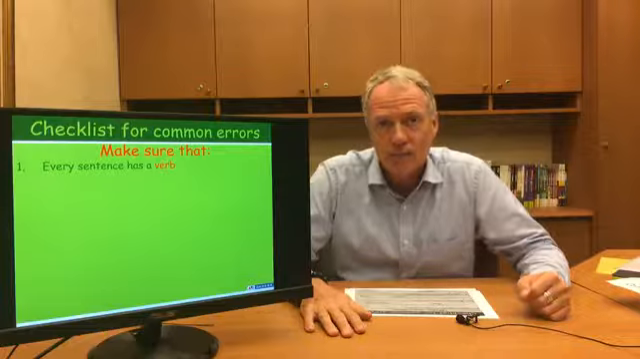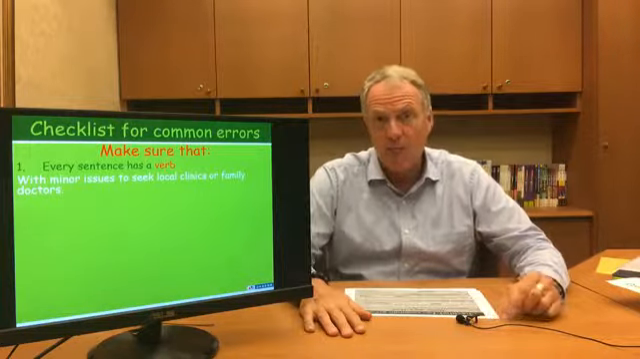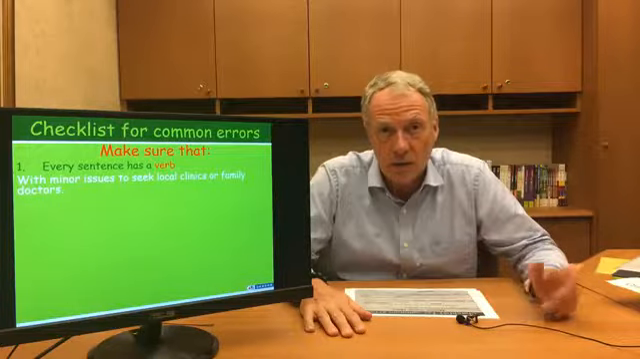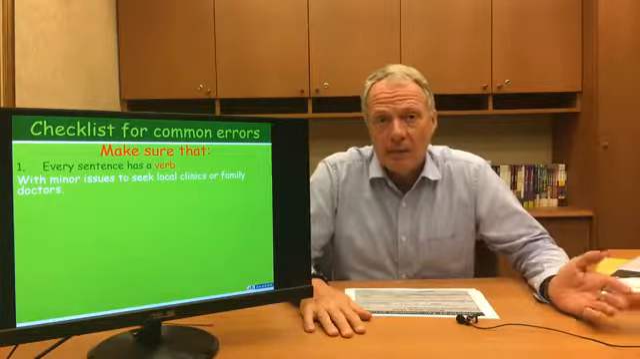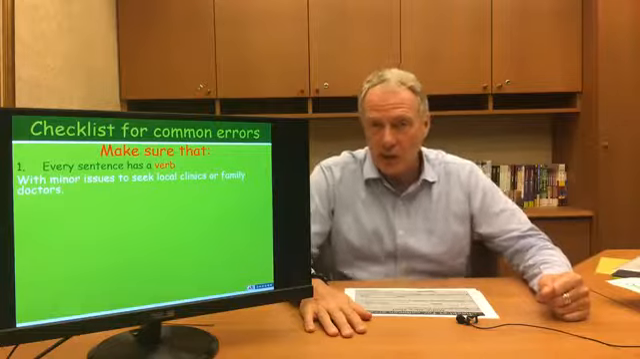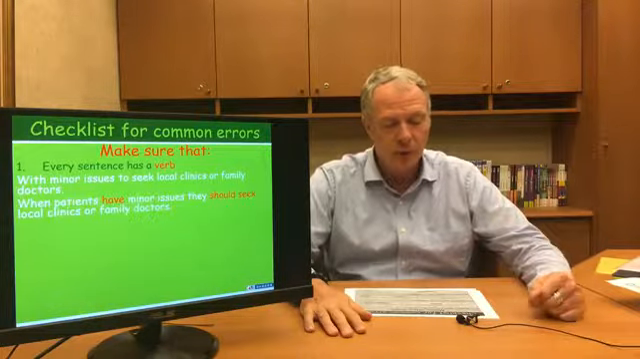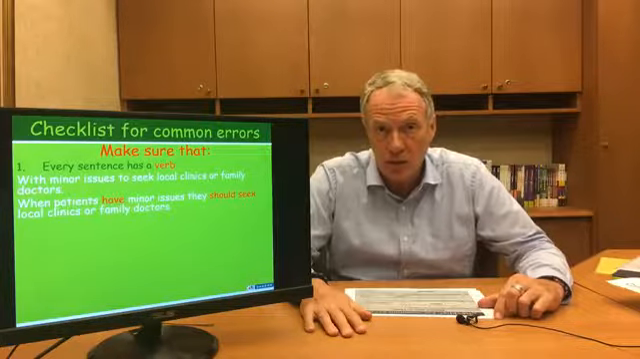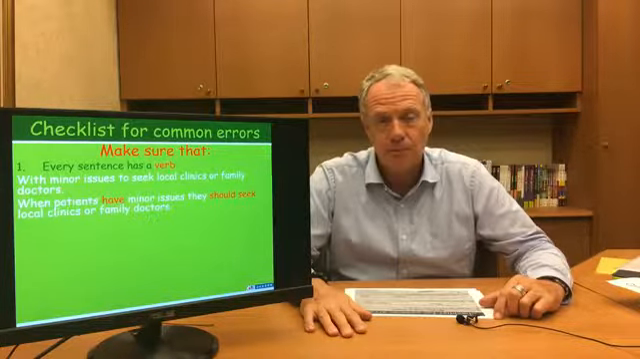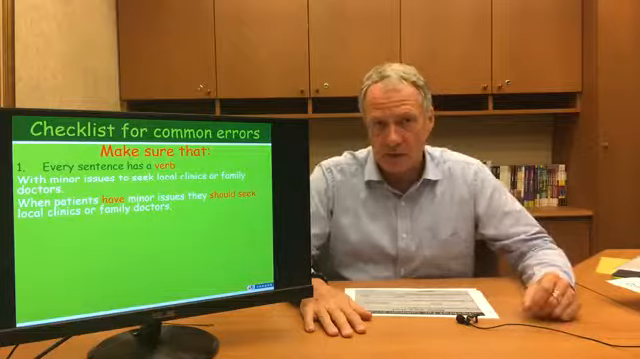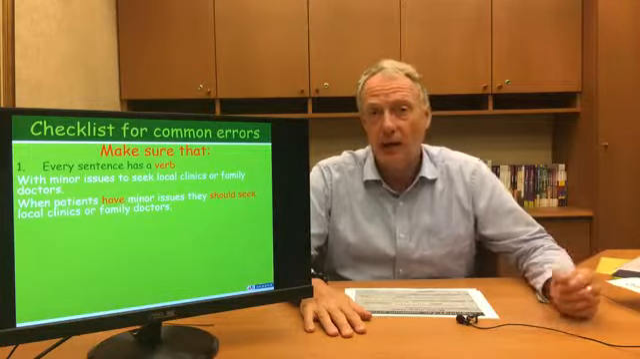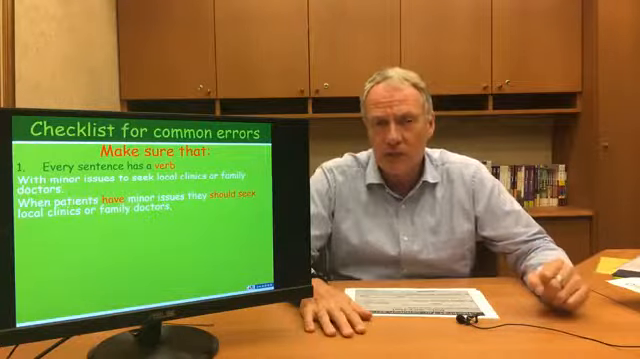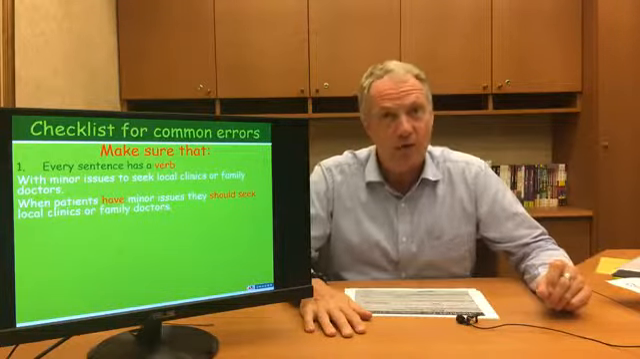Look at this. Here we have a sentence: with minor issues to seek local clinics or family doctors. This sentence has no meaning because it has no verb. So here you can see the correct sentence. When patients have minor issues, they should seek local clinics or family doctors. So you can see now the sentence makes sense. It has meaning because we've got verbs. All right, so every sentence that you write, you must make sure you have a verb.